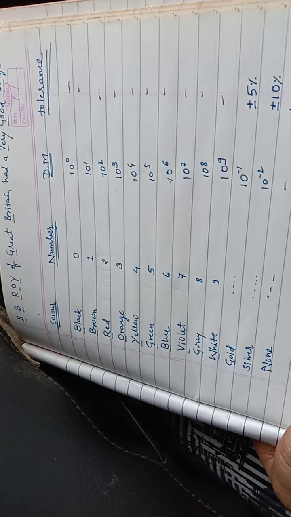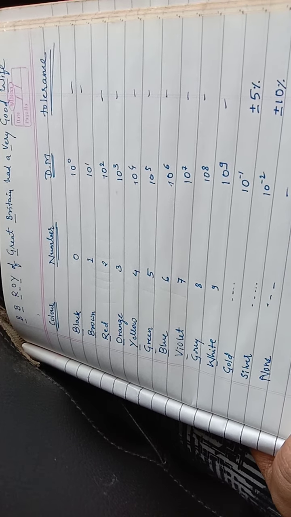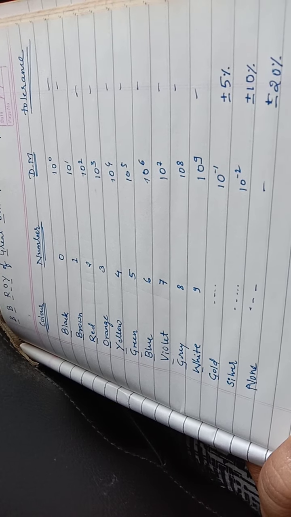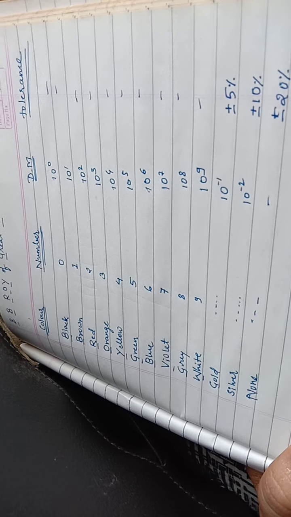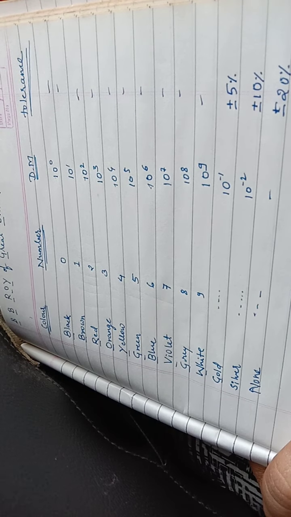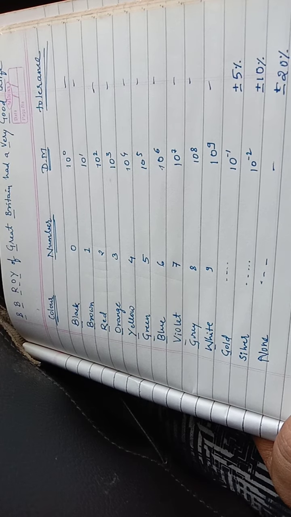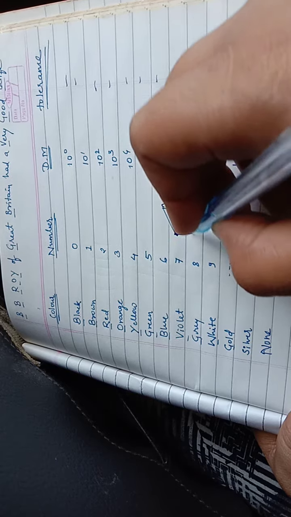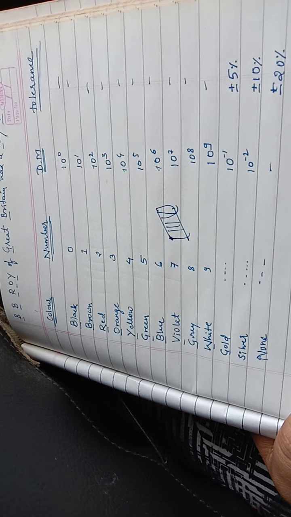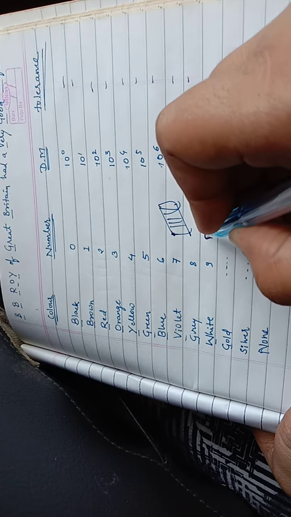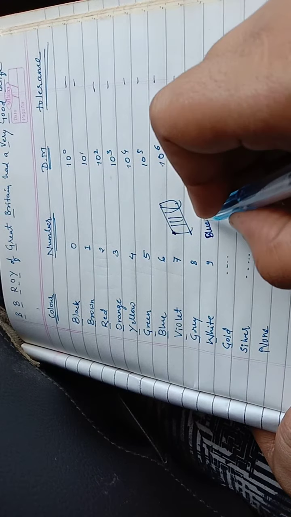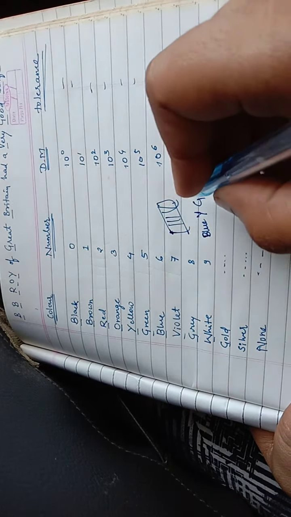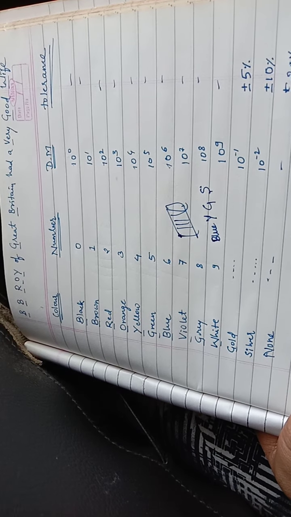So now I have told you the respective colors with numbers, decimal multipliers and tolerance. This table I will send you in the notes also. You watch it carefully. Now consider one example. Let's consider that on the resistor you have 4 bands. The first band is blue, the second band is yellow, the third band is gold, and the fourth band is silver. So how to read the value now?